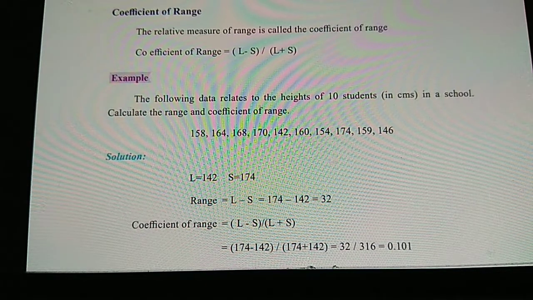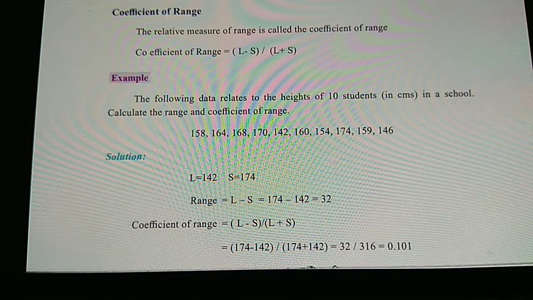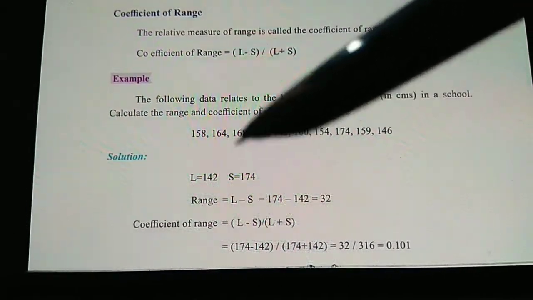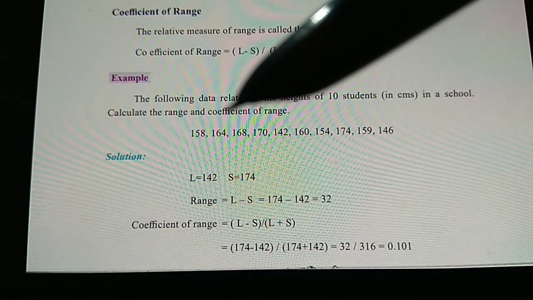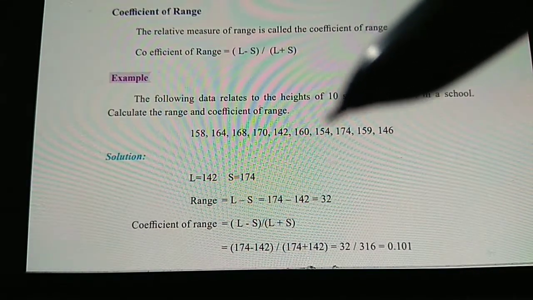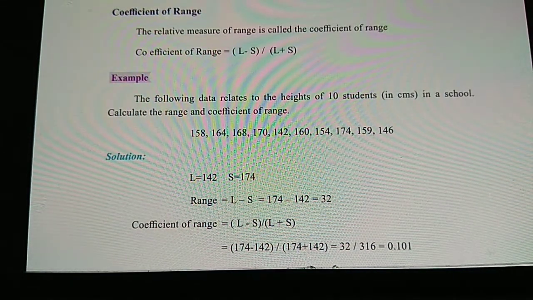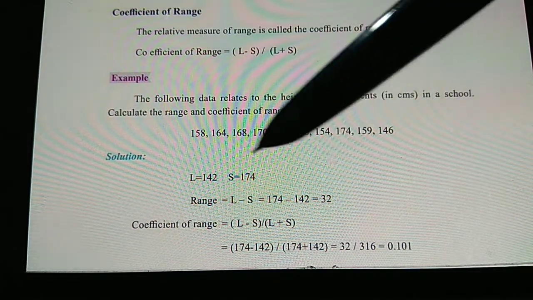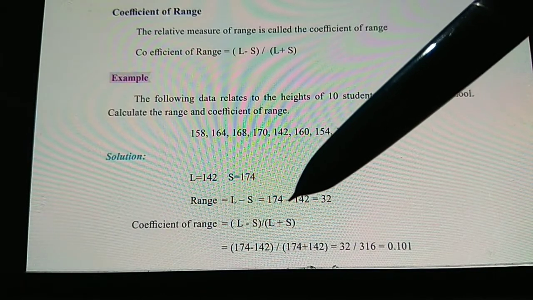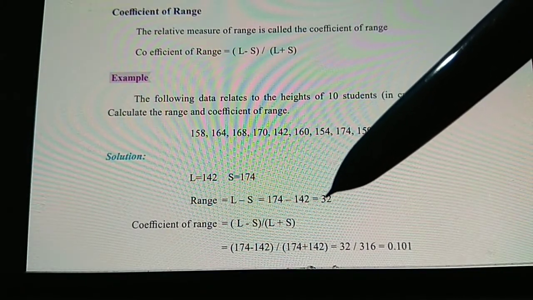First find out the L value, the largest value. From the data, the smallest value is 142 and the largest value is 174. The range equals L minus S, equals 174 minus 142, that is, range equals 32.